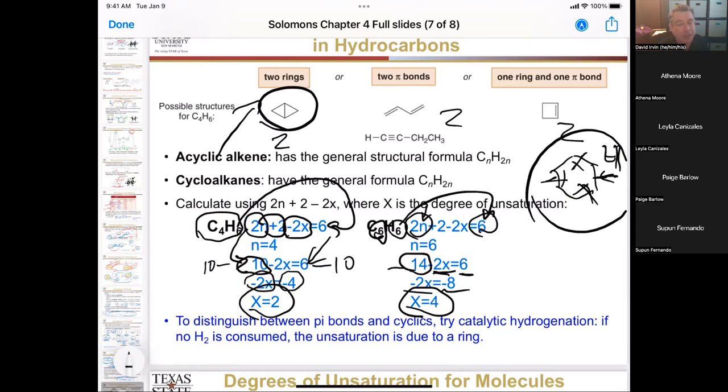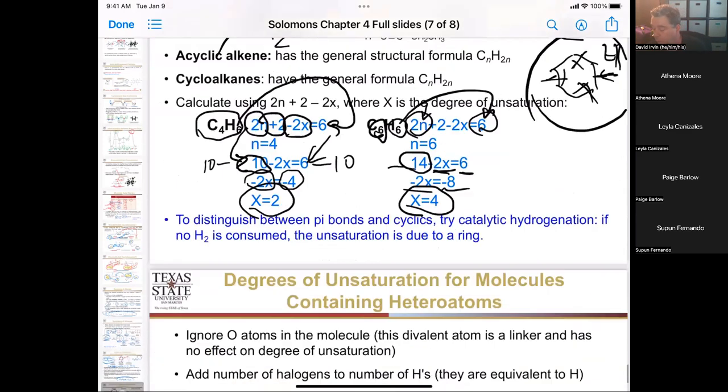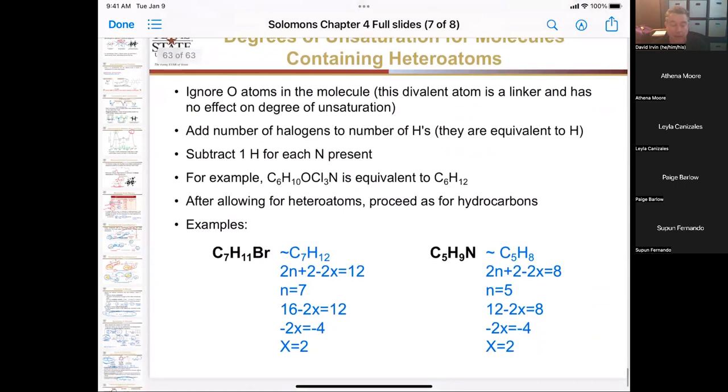You have to use the equation if you have anything other than carbon and hydrogen. So that's where our rule comes in. In our rule, we have to worry about other atoms, our heteroatoms. Heteroatoms are anything other than carbon and hydrogen.